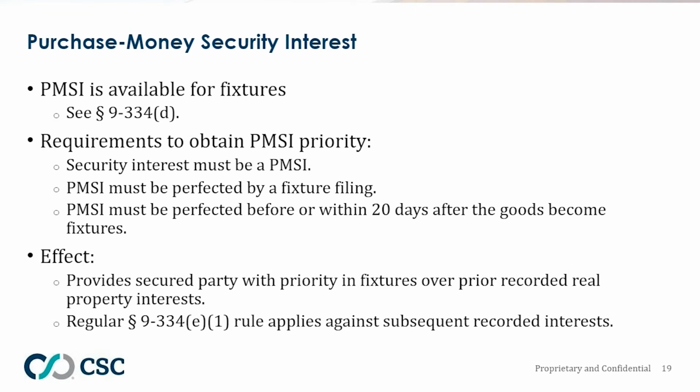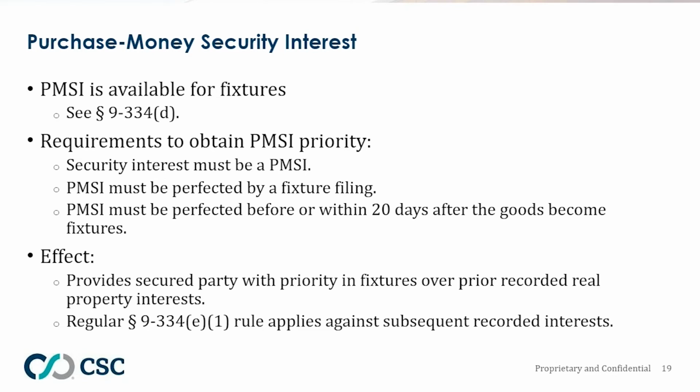So if the secured party does comply with these rules, it does give the secured party priority in the fixtures, even over prior recorded real estate interests. So it's just like at the state level in the central filing office, purchase money security interest takes priority over prior recorded security interests in the same collateral. So if it is a properly perfected purchase money security interest in fixtures, it will take priority over prior recorded real estate interests.